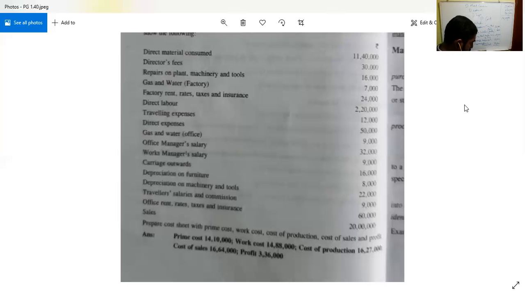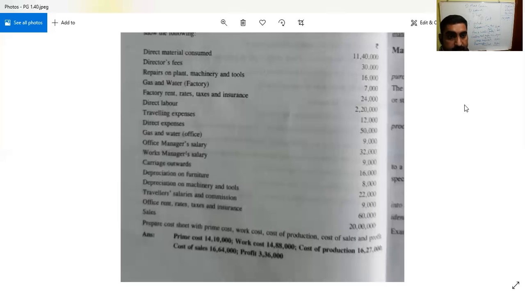14,88,000 only need to get. Then 15,11,000 minus... once again, how much is it? Repairs on plant and machinery is 16,000, plus gas and water factory 7,000. Okay, then factory rent, rates and taxes 24,000.